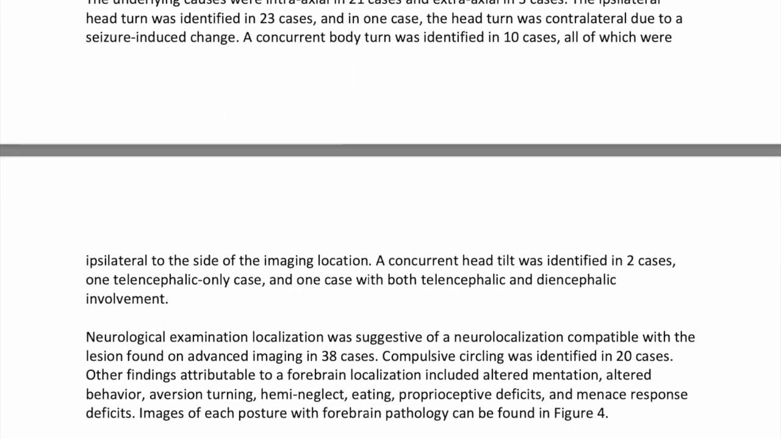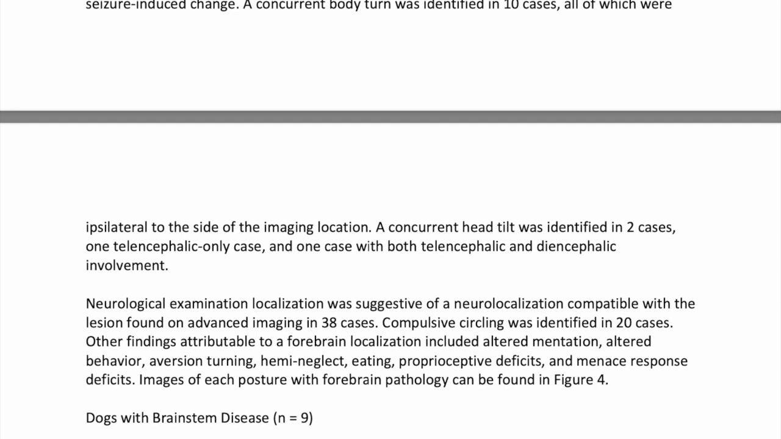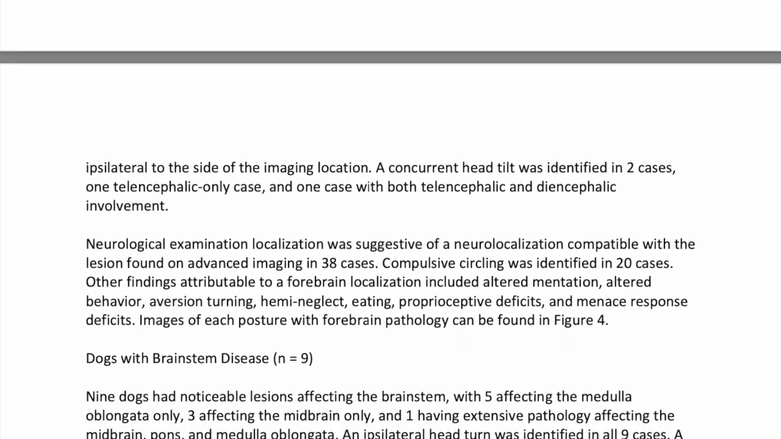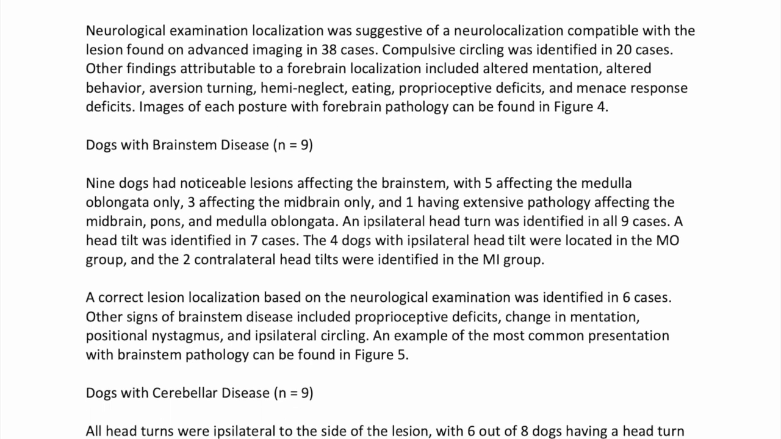Dogs with forebrain disease, N equals 24. Of the 24 dogs with noticeable forebrain lesions, 11 were located in the telencephalon only, 3 were located in the diencephalon only, and 10 affected both telencephalon and diencephalon. The underlying causes were intra-axial in 21 cases and extra-axial in 3 cases. The ipsilateral head turn was identified in 23 cases, and in 1 case, the head turn was contralateral due to a seizure-induced change. A concurrent body turn was identified in 10 cases, all of which were ipsilateral to the side of the imaging location. A concurrent head tilt was identified in 2 cases, 1 telencephalic-only case, and 1 case with both telencephalic and diencephalic involvement.